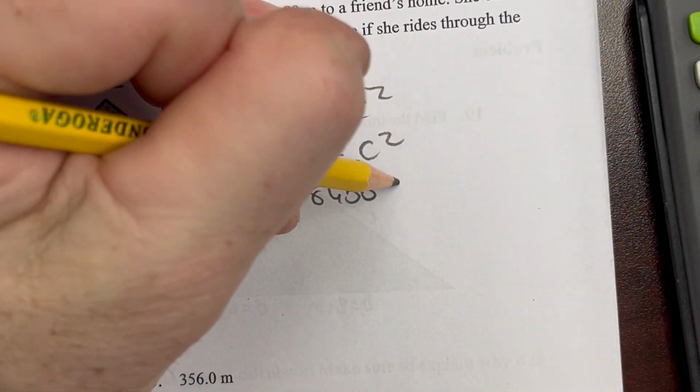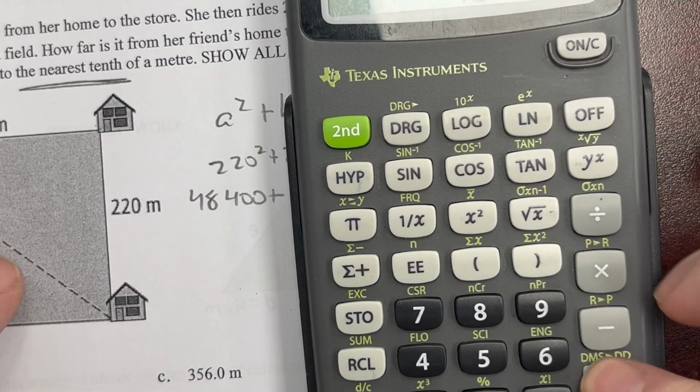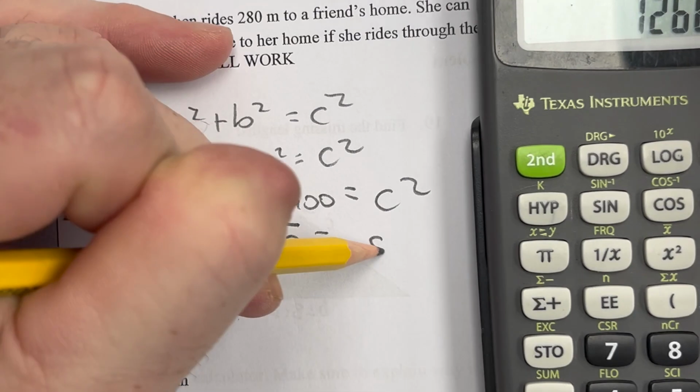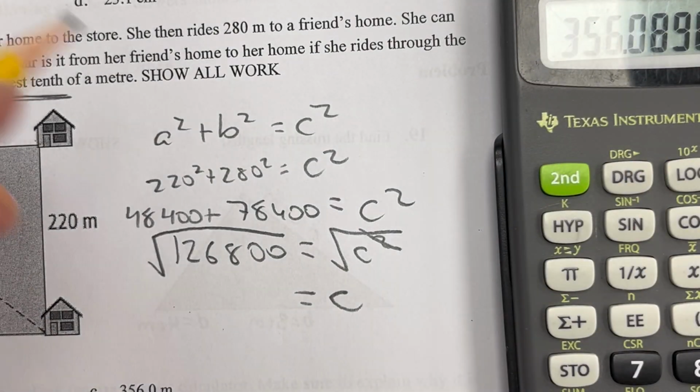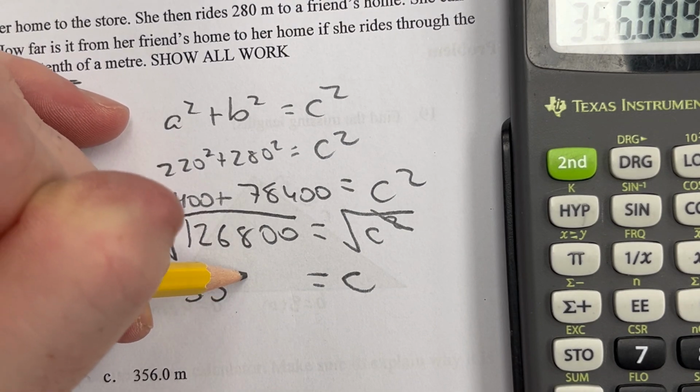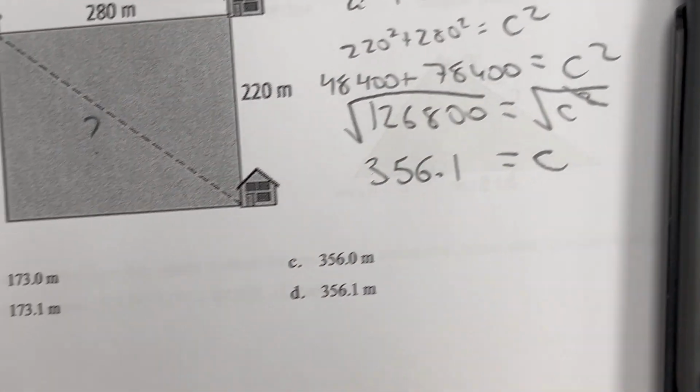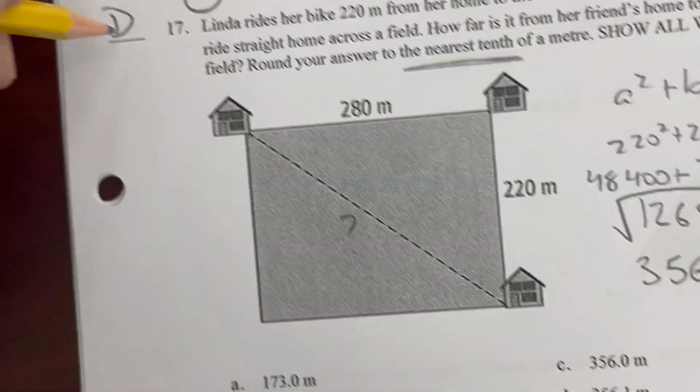So we're adding those together to get C squared. To get just C, hit the square root button. 356.1, which would be D.